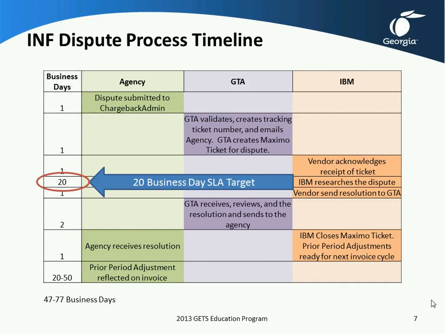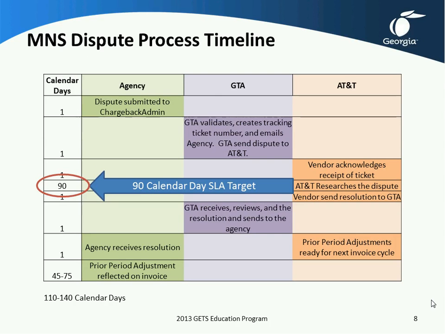The timing. Okay. This is on the infrastructure side. On the M&S side, steps are pretty much the same, with one major difference. That major difference being AT&T has contractually up to 90 calendar days to research and resolve any disputes that have come in through the door.